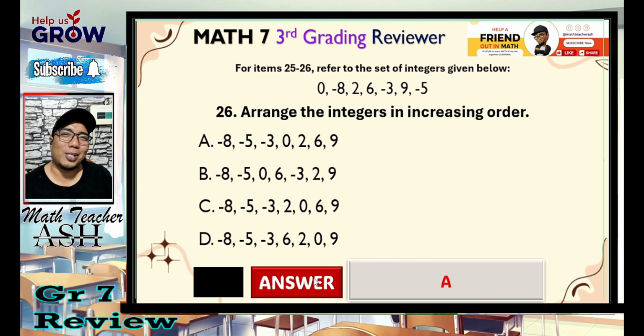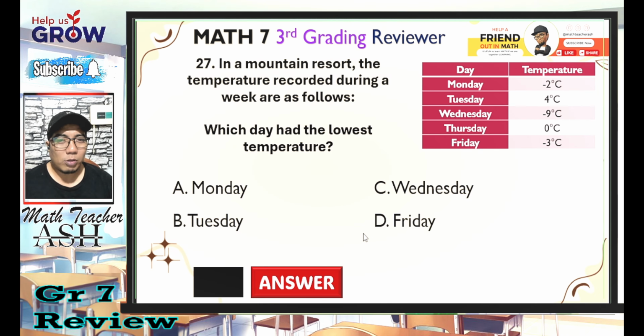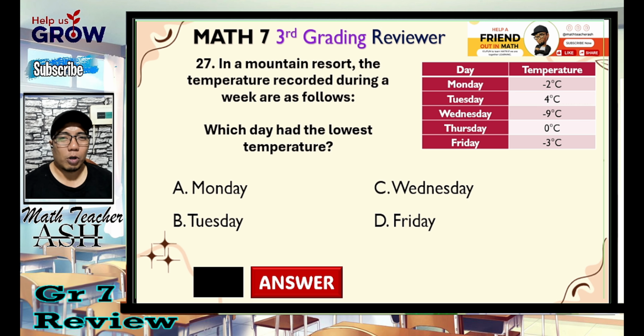Alright, my dear math learners. Now, let us go to question number 27. In a mountain resort, the temperatures recorded during a week are as follows. Those are the days, Monday to Friday, and the temperature in degrees Celsius. Which day had the lowest temperature? Is it A, Monday, B, Tuesday, C, Wednesday, or D, Friday? I'll give you 5 seconds to think about your answer.